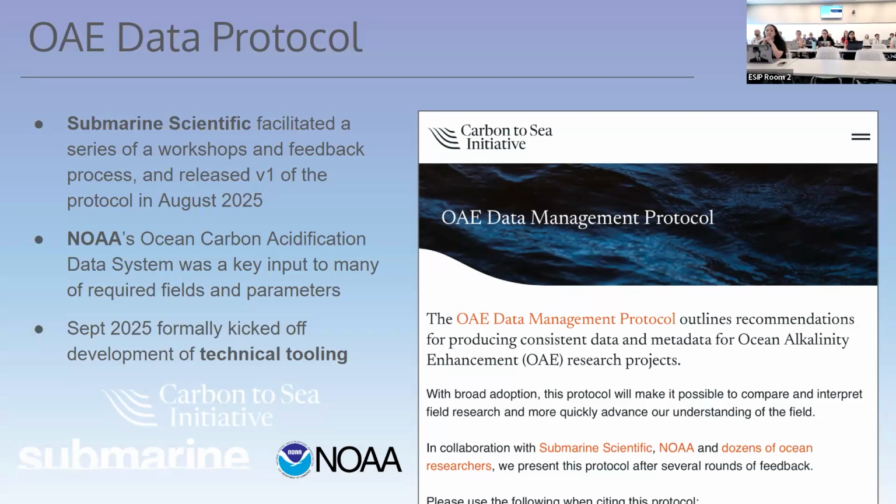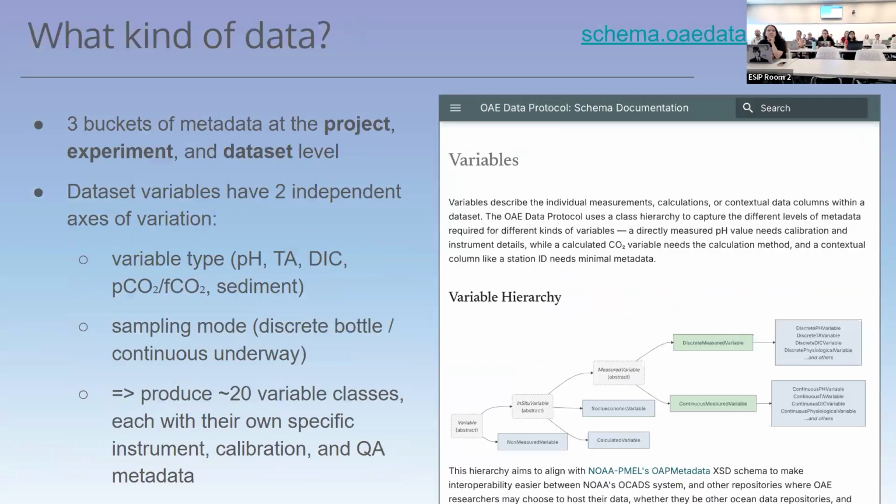We spent a lot of time working with NOAA and their OCADS group, trying to make sure that the mapping of what we were collecting for the broader OAE community was in line with what NOAA had been doing for a while already for ocean carbon and acidification. And I joined the project around September of last year, formally kicking off the technical tooling and translating what had been done in those workshops into a bunch of metadata tooling, JSON schemas, and web applications to help that community manage and create metadata.